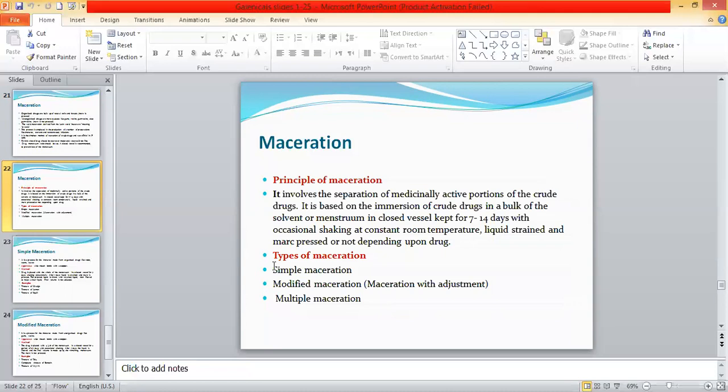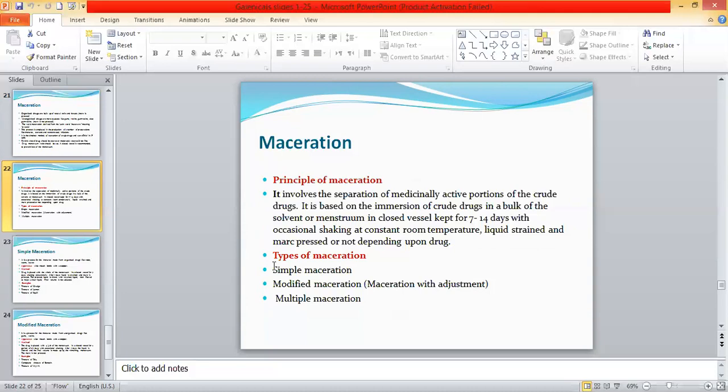Well, there are different types of maceration. For example, simple maceration, modified maceration, and multiple maceration. So what is the basic principle of maceration? The drug is broken down into smaller pieces. The drug is placed in a vessel having a lid over it, and then the bulk of the menstruum is added. For example, the menstruum is added in say 5 liters, 6 liters, or 7 liters. The drug will be soaked in that vessel, and that vessel should be covered with the lid, and it is placed aside at room temperature for 7 to 14 days.